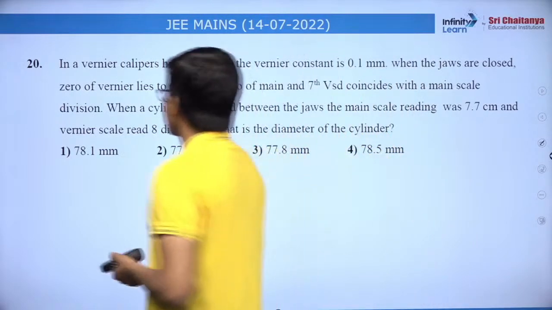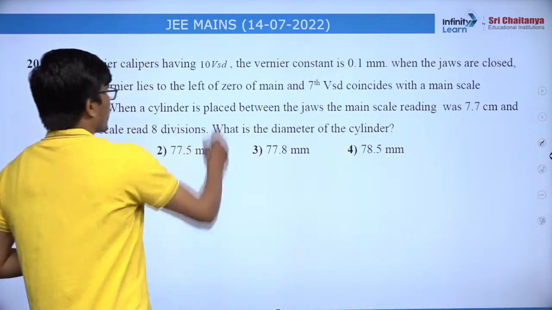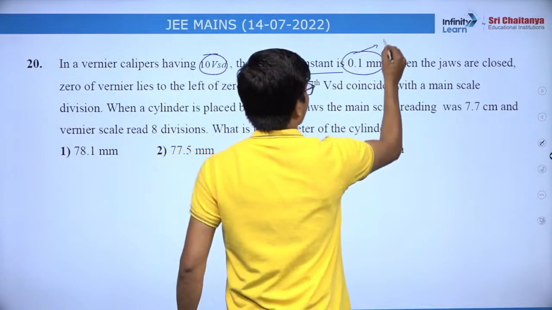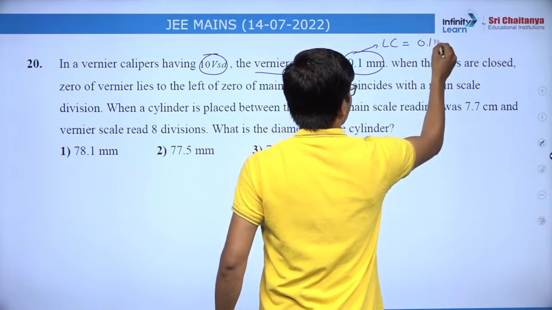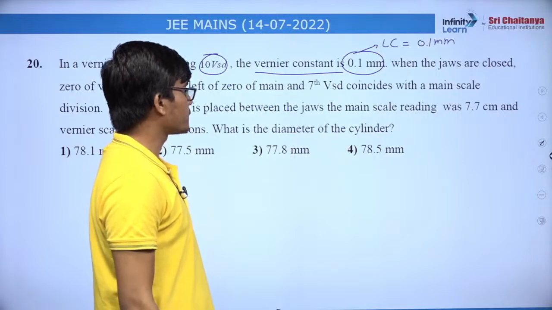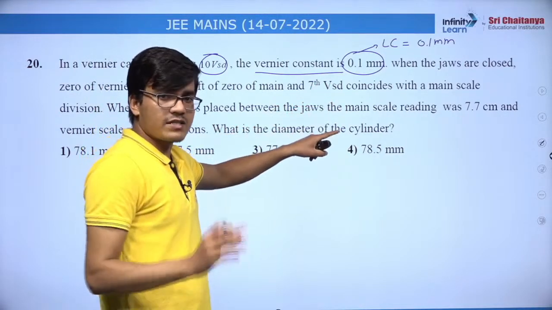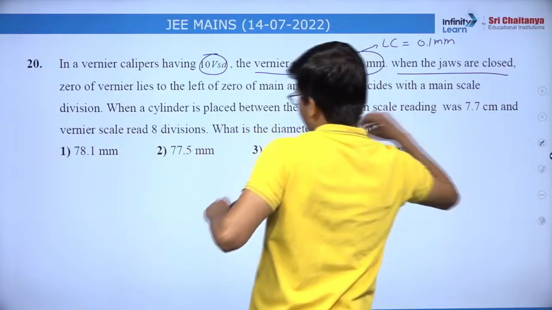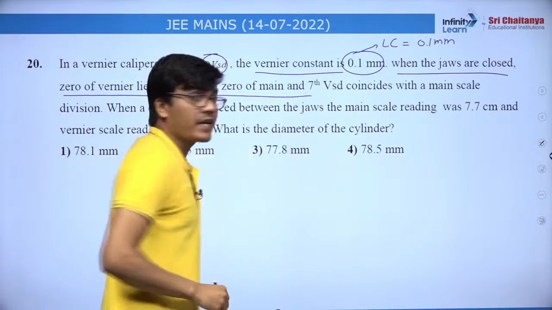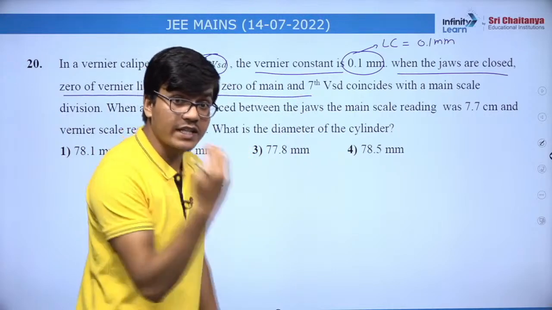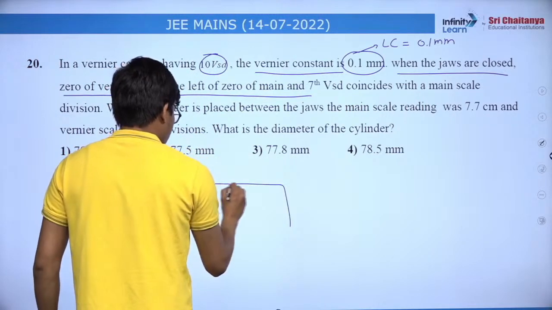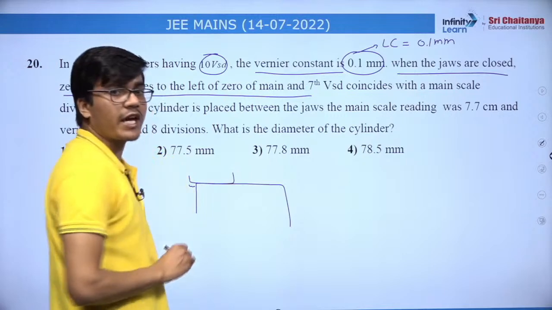Moving ahead, a question from vernier calipers, a very good question. The vernier caliper has 10 MSD, and you should know that the vernier constant is 0.1 mm. The vernier constant is basically the least count. When there is nothing inside the jaws, basically closed, the 0 of the vernier lies to the left of the main scale. It means it has a negative zero error. This is our main scale and this is our vernier scale. So this much error we have, negative error.